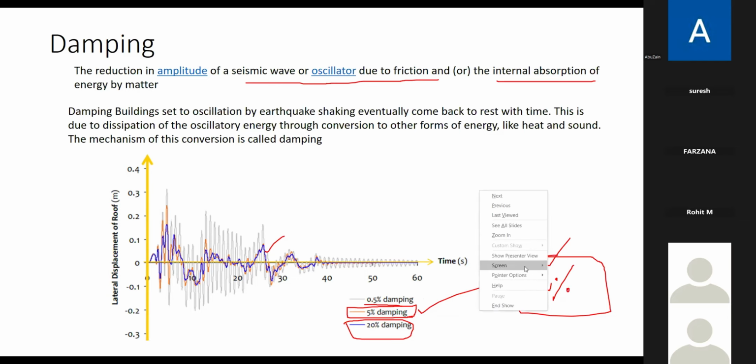So the code says to use 5% for concrete. For steel it is a little bit lower, 2 to 2.5%, and again they increase with a factor of safety. So many things will come.